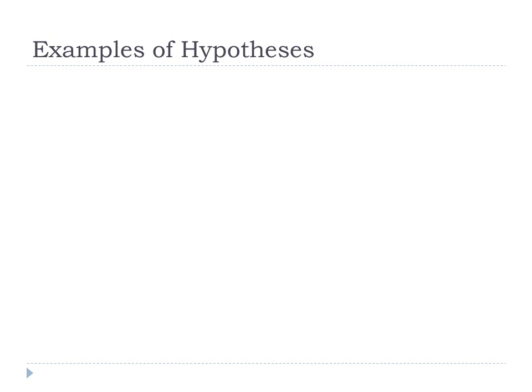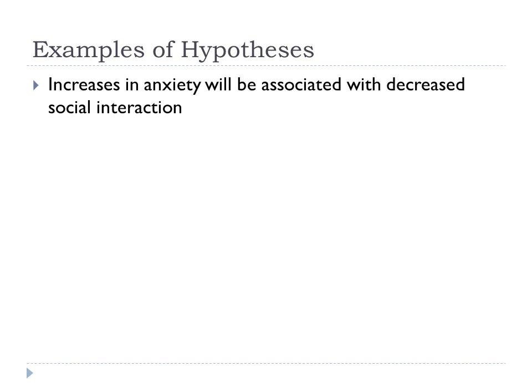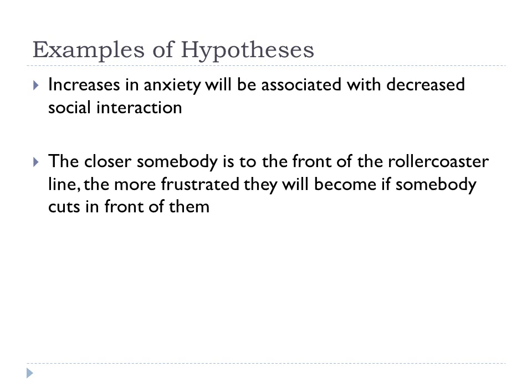So some examples of hypotheses that we might come across in psychological research or just human behavioral research, right? We could hypothesize or predict that increases in anxiety will be associated with decreased social interaction, right? So I'm making a specific prediction about the relationship between anxiety and social interaction. And my prediction is that when anxiety goes up, social interaction will go down, right? That's a specific prediction about what the relationship between those variables is going to be like.